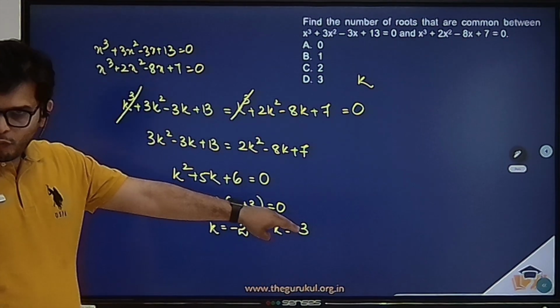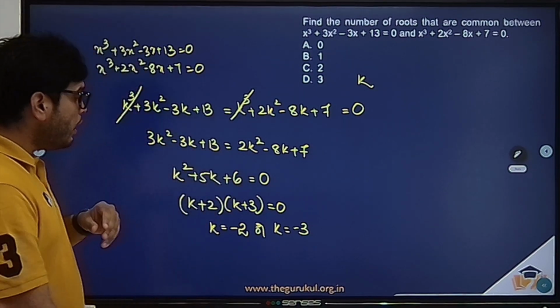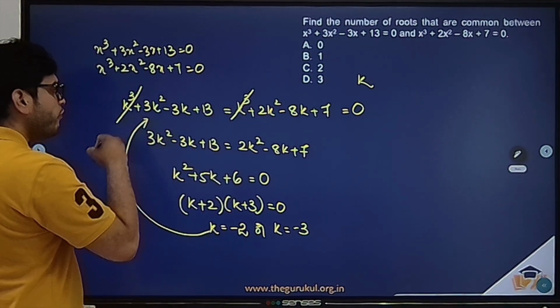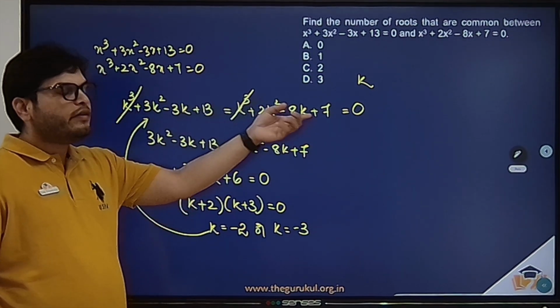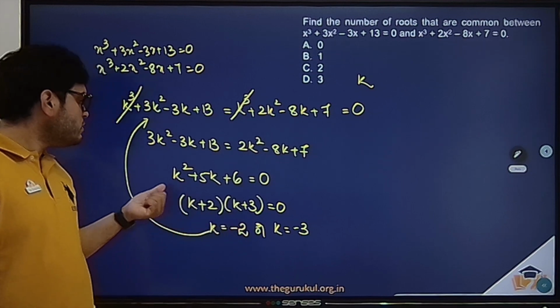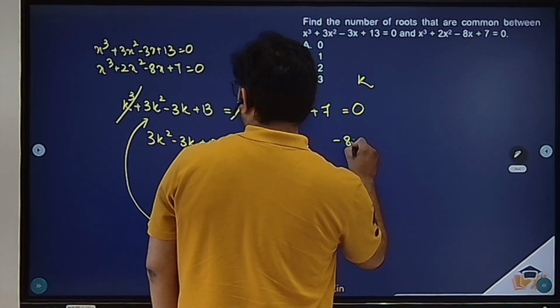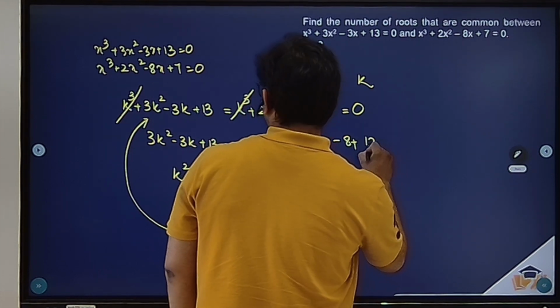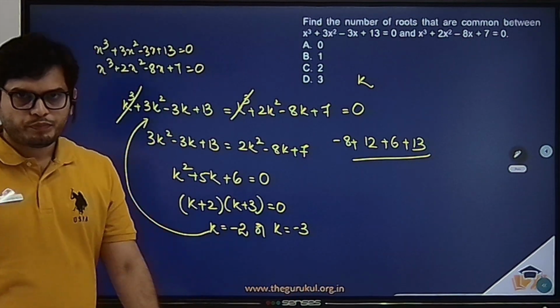Now since we have two values for k, can we answer this question as 2? No. Right. Because when you replace the value of k in this expression or in this expression, that resultant should be 0. Now let's replace k with minus 2 here. Right. So you'll have minus 8 plus 12 plus 6 plus 13. Is the value 0? No.